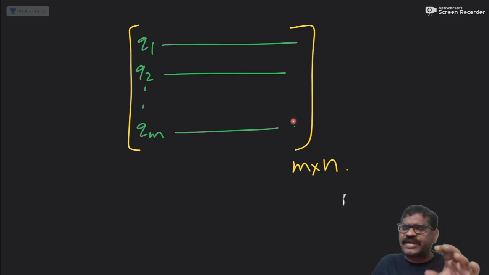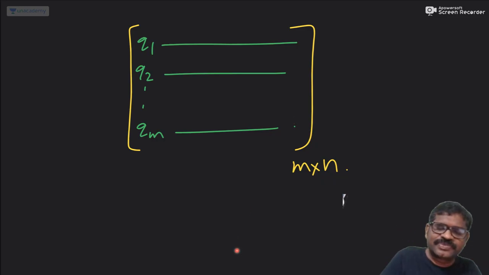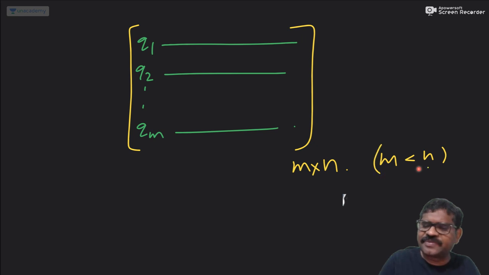After arranging the vectors, the class is over. Tomorrow we can discuss system of equations. Now I am clarifying the doubts. Q1, Q2, Qm. You have m vectors. You have arranged them in a matrix and applied the operations. Clearly they have mentioned that m is less than n.